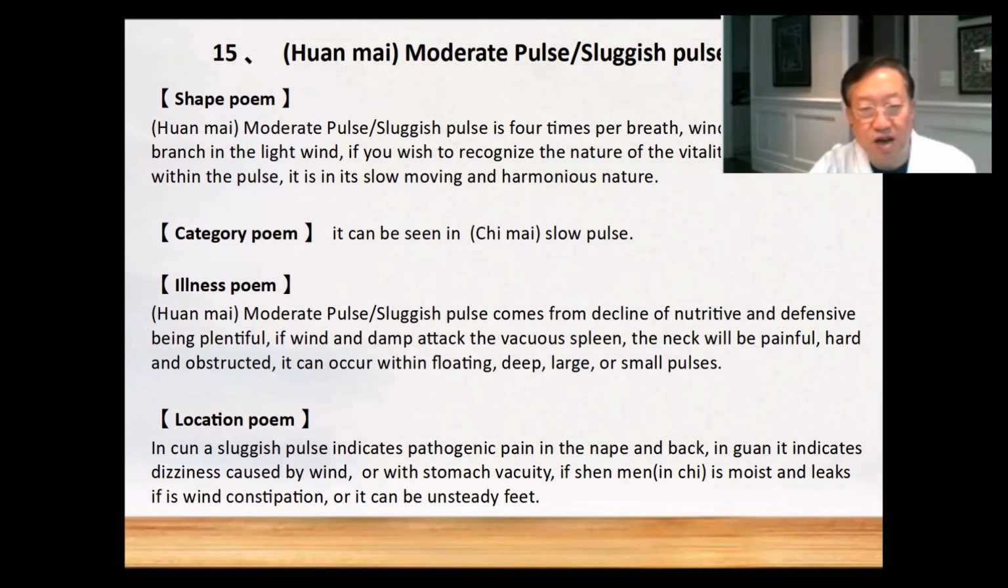Category poem. It can be seen in Chimai, or slow pulse. Illness poem. Huan Mai, or moderate or sluggish pulse, comes from a decline of nutritive and defensive qi, being plentiful. If wind and damp attack the vacuous spleen, the neck will be painful, hard, and obstructed. It can occur within floating, deep, large, or small pulses.